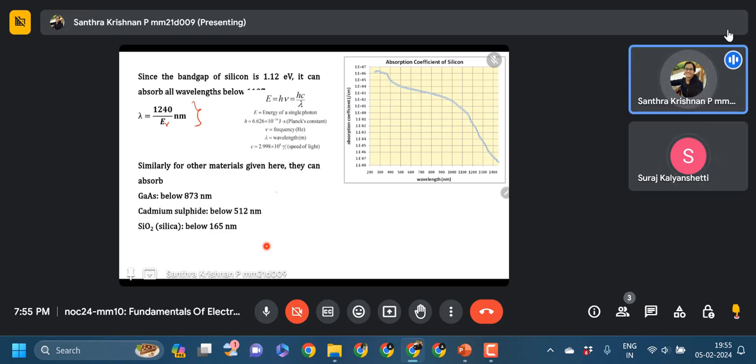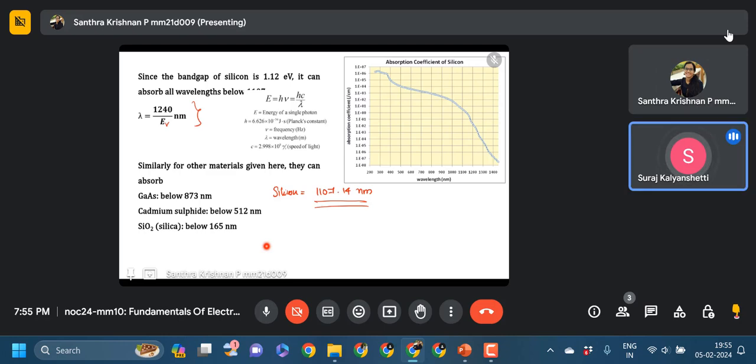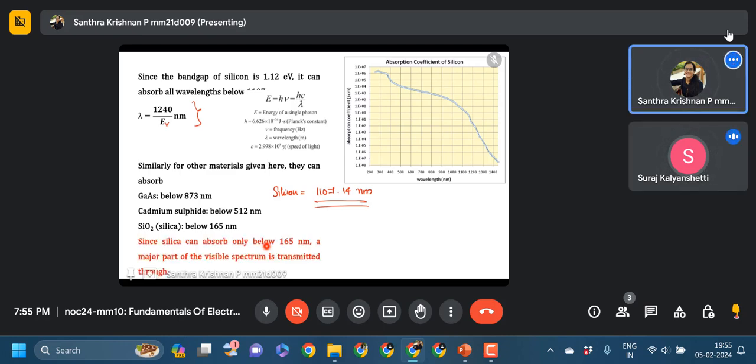So for silicon, it will be 1107.14 nanometers. What it means is that your material will absorb everything below this value. This is in the visible region, right? Yes. So basically, silicon can absorb everything below 1107.